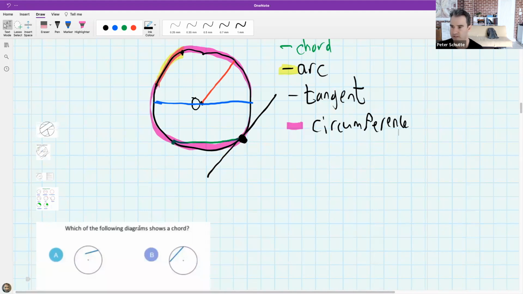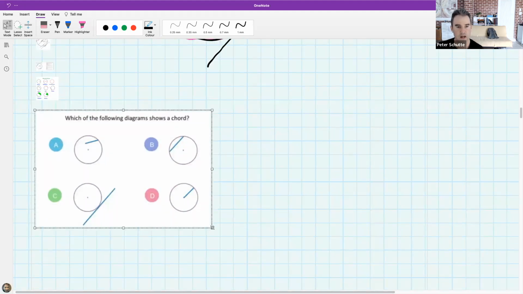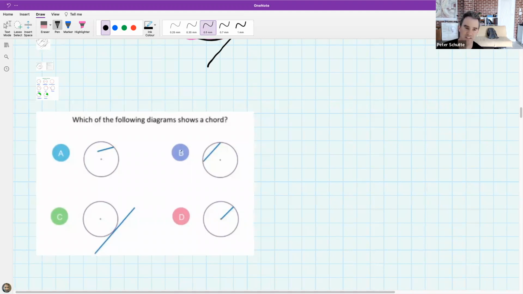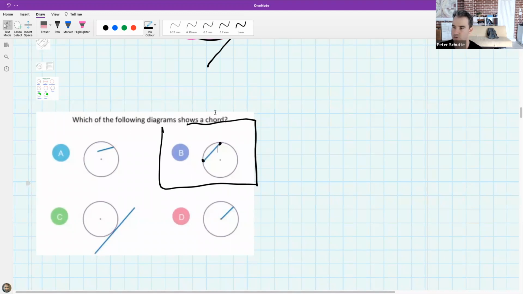Let's do a little practice quiz. I want you to tell me which of the following diagrams shows a chord. Is it A, B, C, or D? So what makes a chord a chord? Okay, I can see you guys are like, come on, sir, take it up a notch. So B it is. You're quite right. The answer is B, because it has two points on the circumference and a straight line that doesn't go through the center.